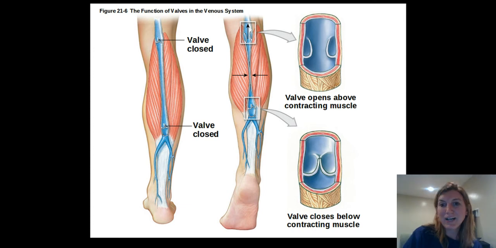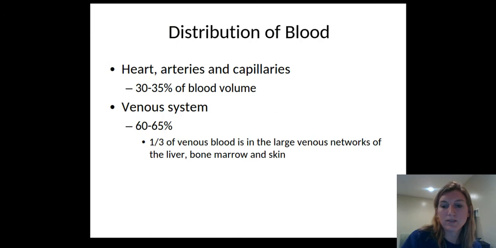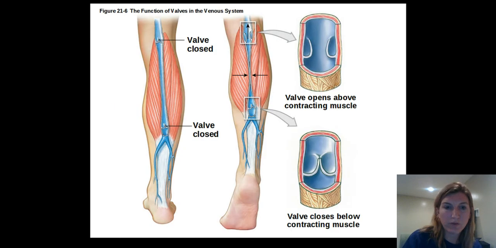Okay, we're back. This is the picture of those one-way valves. You can see how they almost look like the semilunar valves of the heart, allowing for unidirectional motion up the leg. You also have them in the upper parts of your leg and a little bit in your arms, but for the most part, they're very common in your legs.